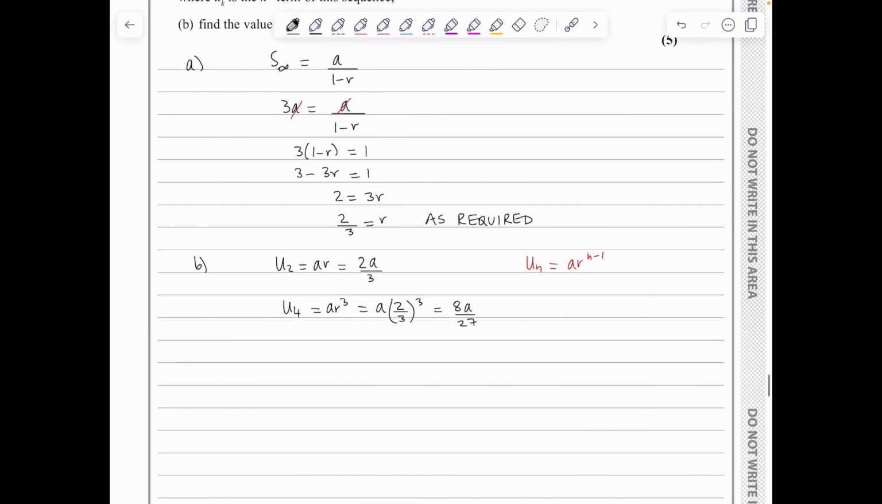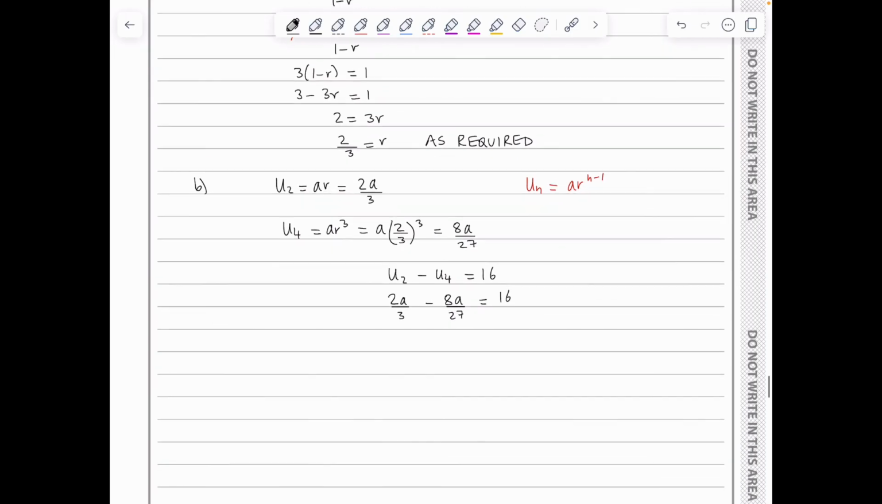Now we know that u2 minus u4 is 16, which means that 2a over 3 minus 8a over 27 should be giving me an answer of 16, and I will solve this to find the value of a. I will multiply throughout by 27 to get rid of the denominator of 27, leading to 18a minus 8a is equal to 432. So 10a is 432, leading to a being 216 over 5.